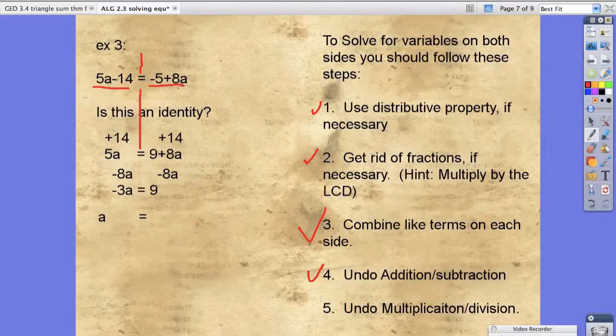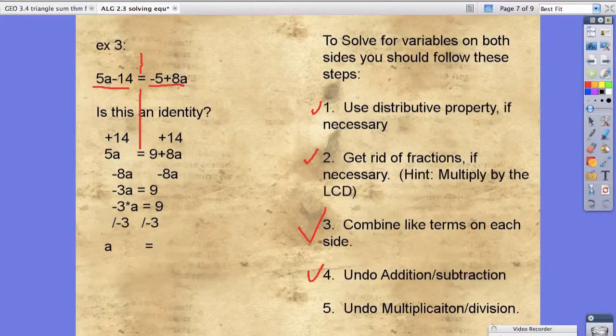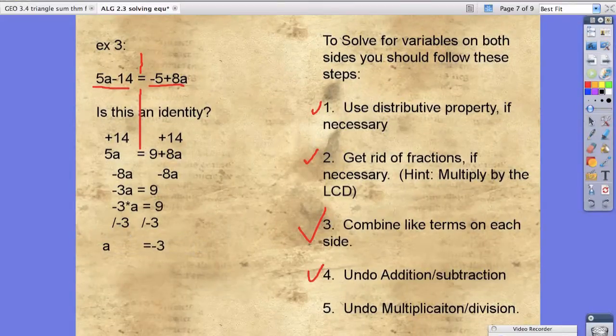Now undo multiplication or division. Now because this says negative 3a equals 9, or negative 3 times a equals 9, the opposite of multiply is divide by negative 3 to both sides. Sorry, divide by negative 3, not negative 3a. And this leaves us with a equals 9 divided by negative 3, which is negative 3. So that's our answer.